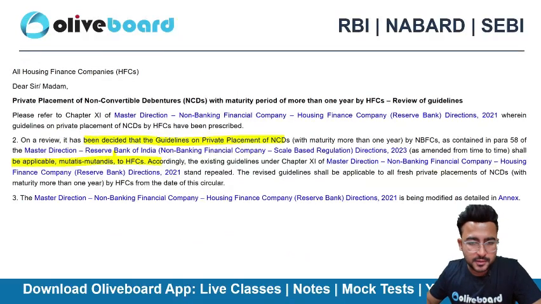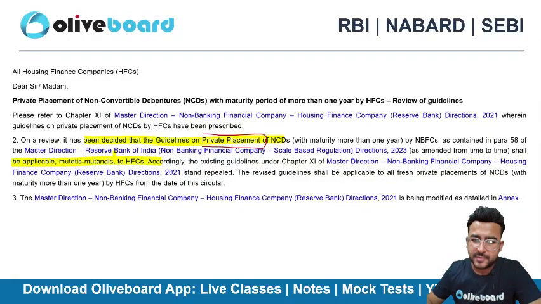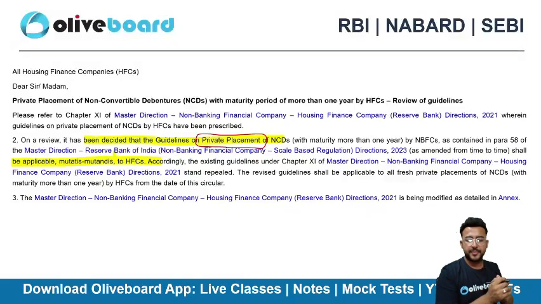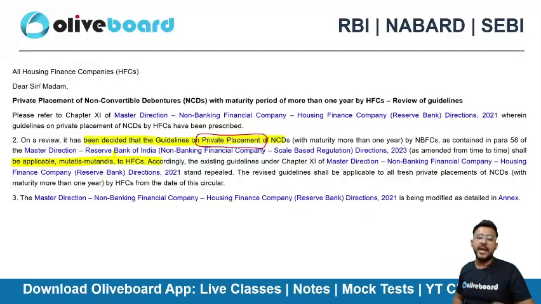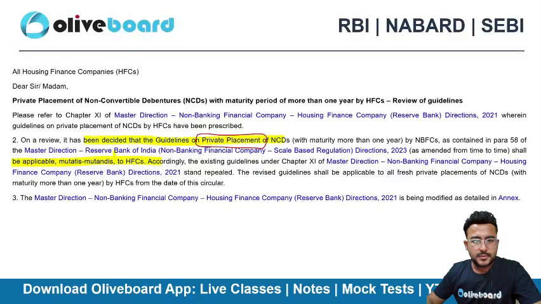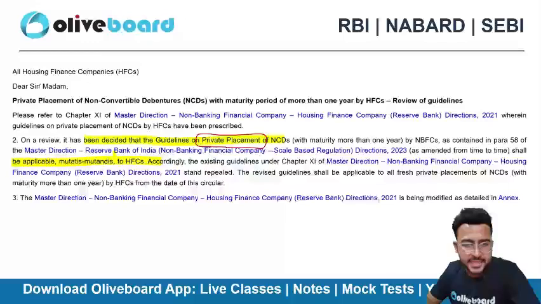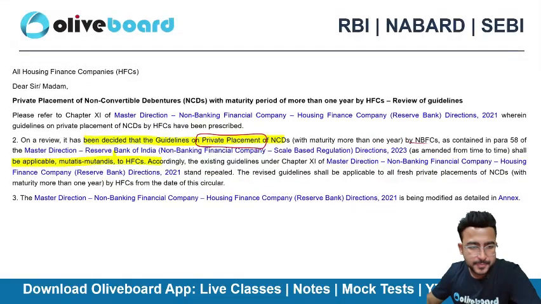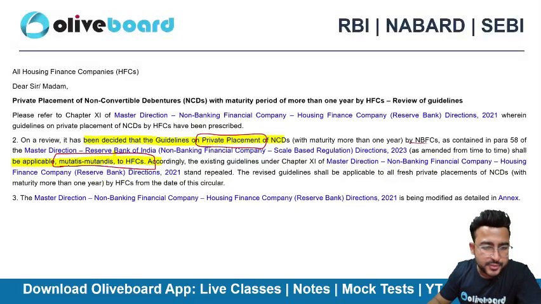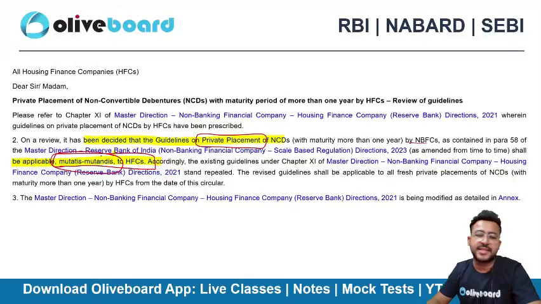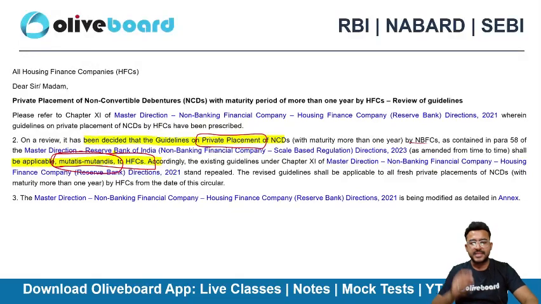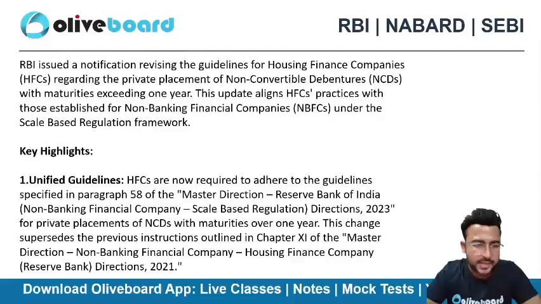So these guidelines are related to the private placement. What do you mean by private placement? Where we privately place our securities to few selected individuals or group, right? That's not an IPO. That's a private placement, right? So these guidelines used to be there for NBFCs. Now they will be applicable mutatis mutandis to HFCs. What is mutatis mutandis? Basically, it means as it is. In the legal language, we call it mutatis mutandis. That means as it is applicable to the HFCs as well, right?